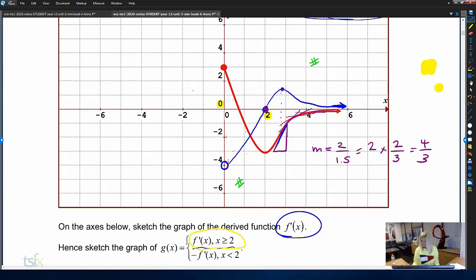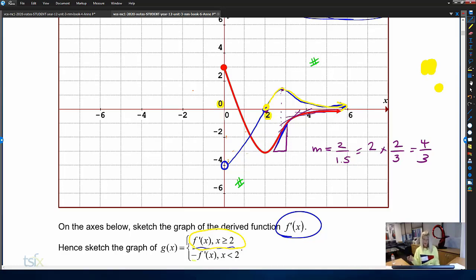G of x is a hybrid function. It takes the rule derivative of f, which we drew in blue, whenever x is greater than or the same as 2. So let's just draw that now. So greater than or the same as 2, we're just taking this value here. But it takes negative f dash x when x is less than 2. We can see that negative is out in front of the function.